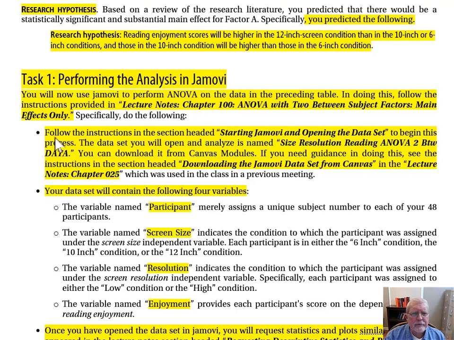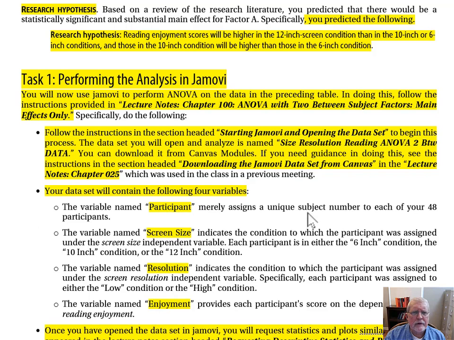Our instructions continue. Follow the instructions in the section headed Starting Jamovi and Opening the Dataset to begin this process. The dataset you open and analyze will be named Size, Resolution, Reading, ANOVA 2 Between Data. I know that doesn't make much sense, but that is the name of the data file that you will download and open. You can download this dataset from Canvas modules. If you need guidance in doing this, see the instructions in the section headed Downloading the Jamovi dataset from Canvas in the Lecture Notes Chapter 025, which we covered earlier this semester.